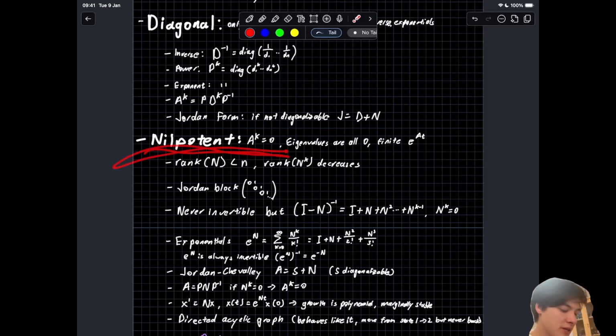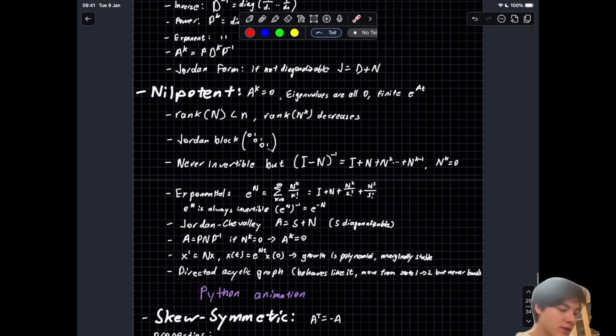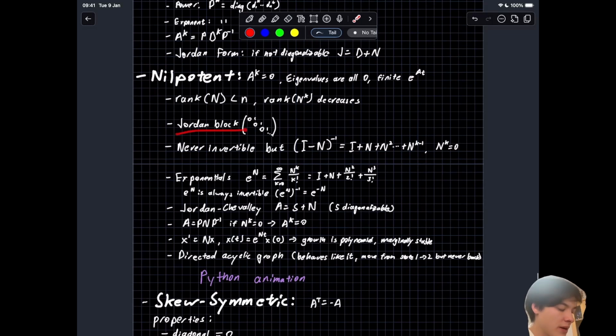Now let's look at nilpotent matrices. This is also quite important. For that, all the eigenvalues are 0, and there's a finite e to the power of at. It means the rank of n is smaller than n, and the rank decreases with every power that we take. One example is the Jordan block. It just shifts everything up. So it shifts z to y, y to x, and x to nothing. This is never invertible, but I minus n, so identity minus n, is invertible, and it's this series.